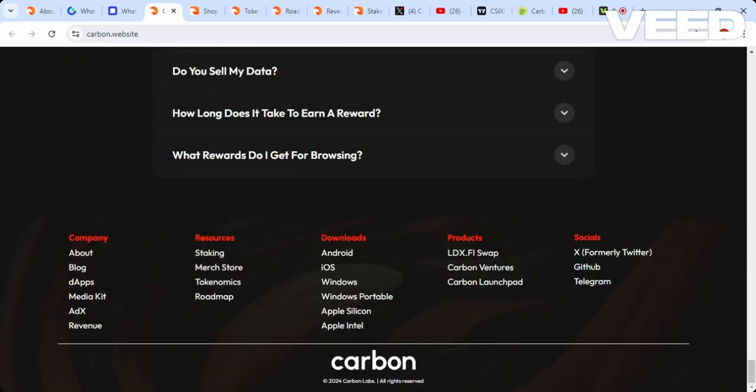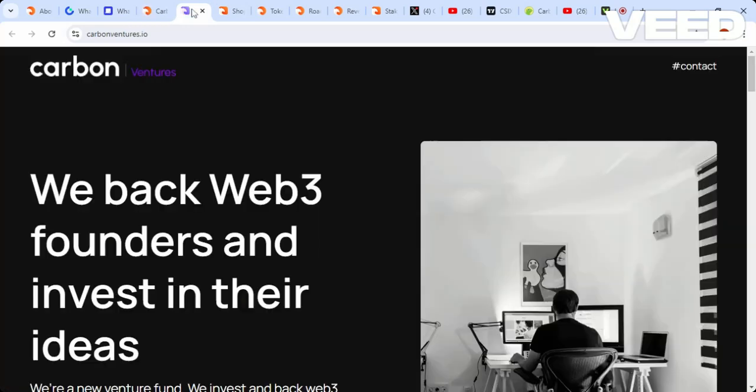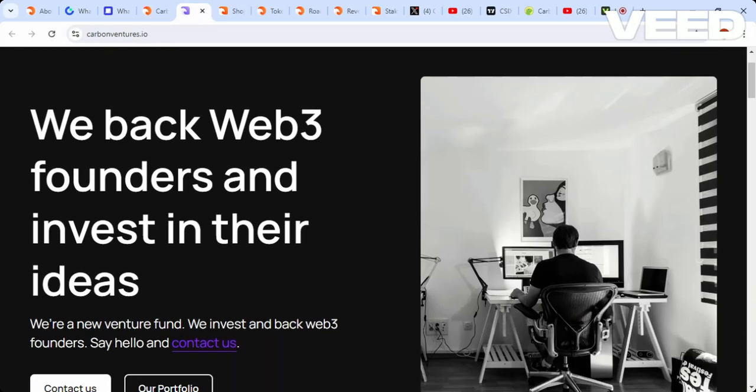Now, we have other products of Carbon browser. Aside from the swap that you can use the browser for, there's Carbon Ventures, which shows the projects that this company is launching or investing in. And we also have what we call Carbon Launchpad. With the Carbon Launchpad, projects are being incubated. This one is yet to be launched, so we'll not talk about it today.